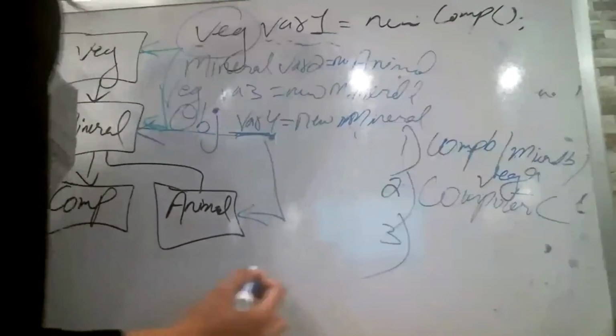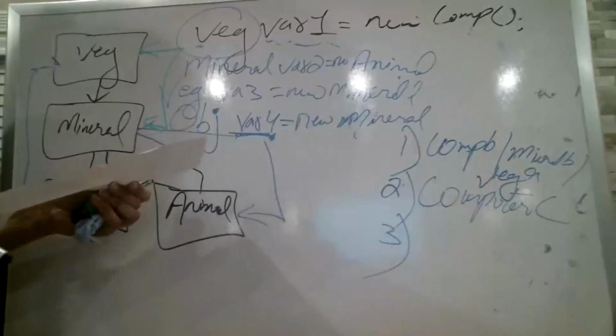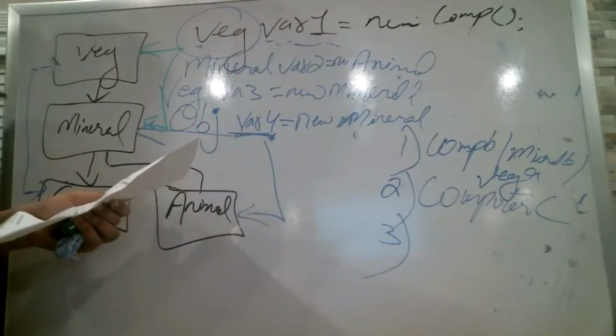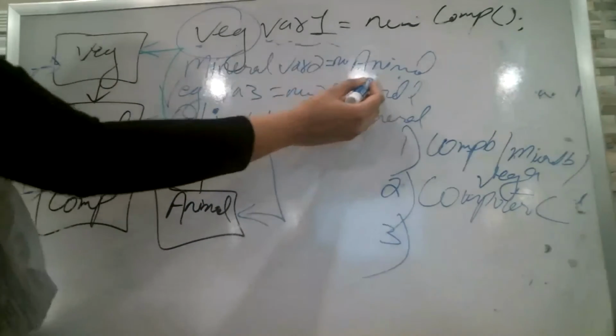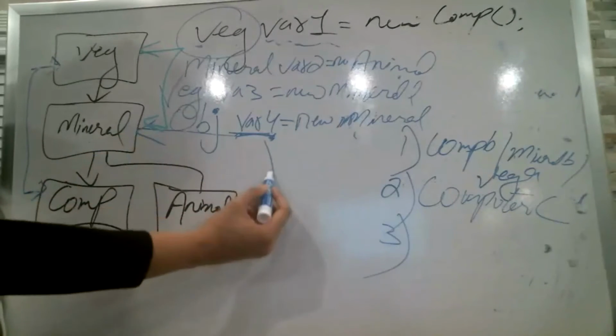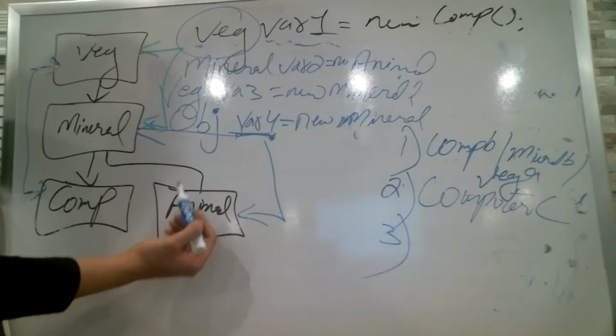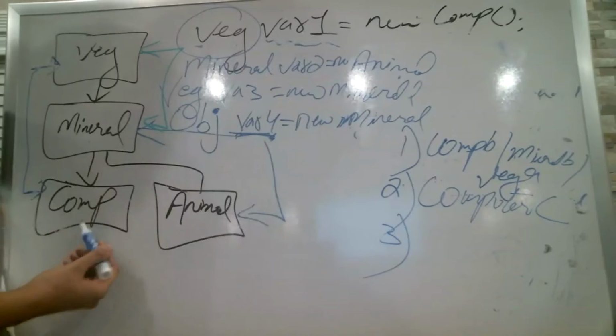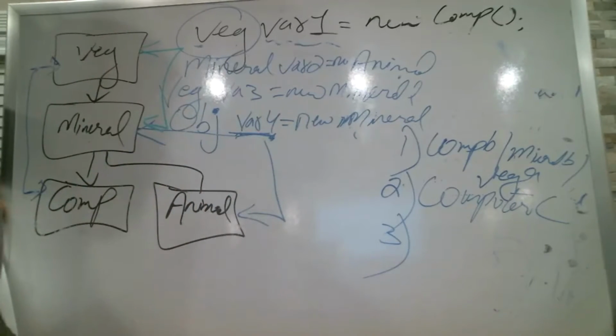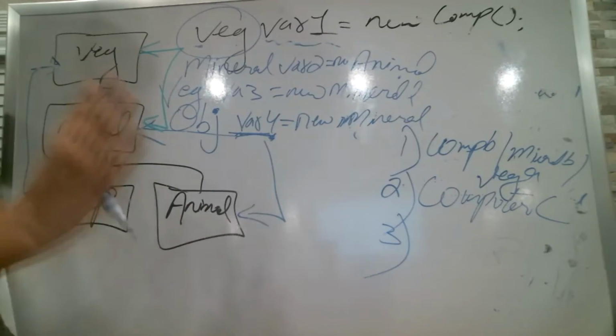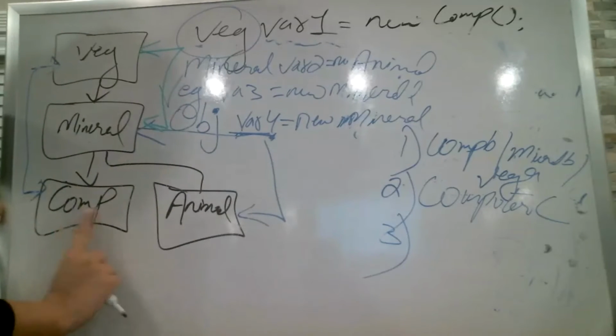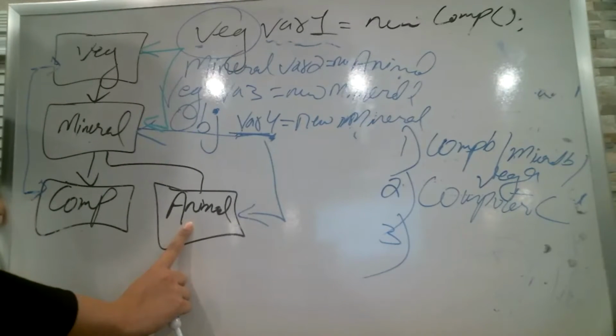We have number 3. Okay, so what do we have on number 3? Now you are typecasting variable 2, which is from mineral to animal. Mineral to animal, this is your scope. And you are typecasting this variable with computer. First of all, is this a valid typecast? No. Why? Because computer and animal are siblings. So no sibling typecasting.